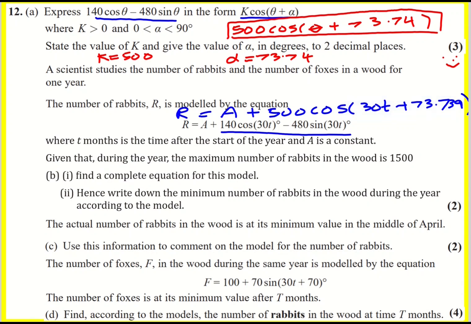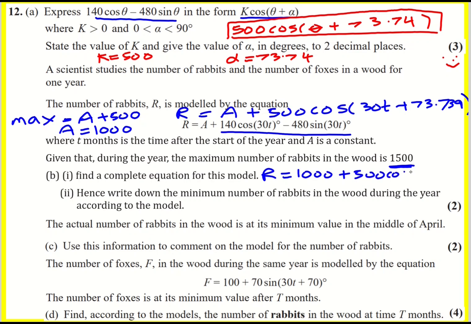Okay, so looking at this, I can actually write down the maximum value straight away because the maximum value of cos is 1. It can't go above 1. And therefore, the maximum value of that right-hand term is 500. And so the maximum value overall is going to be A plus 500. And we know that the maximum value is 1,500, so A must equal 1,000. We've got ourselves our equation. R is going to equal 1,000 plus 500 cos(30t plus 73.739). I've not got enough space here.